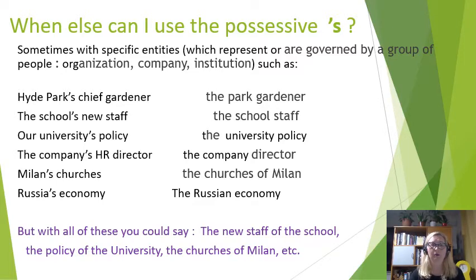Cities and countries also can have the apostrophe S, so Milan's churches, Russia's economy, but you could also say the churches of Milan or the Russian economy. Yeah, so you can use the apostrophe S in these examples on the left here, but with all of them, you could also just make a compound noun using a preposition of, as in these examples I've given here.